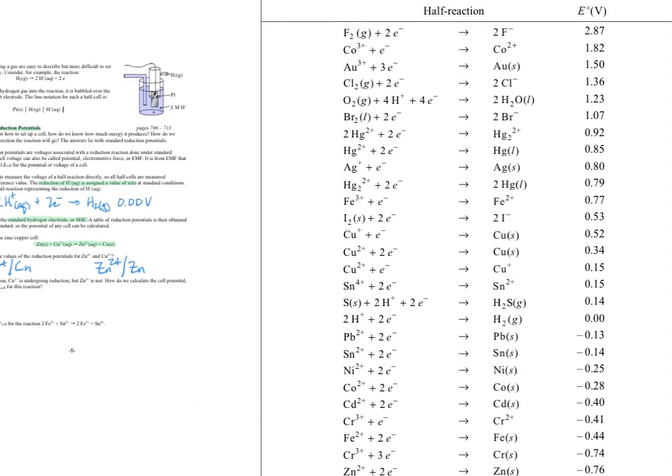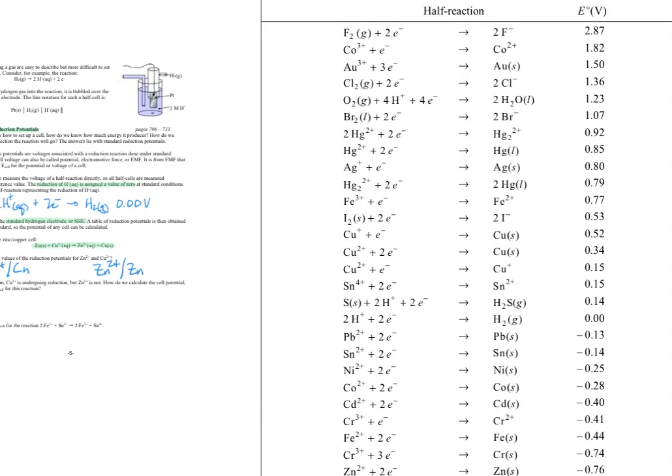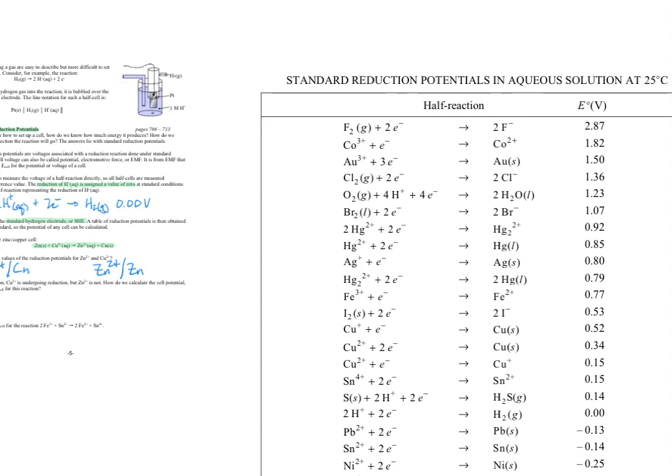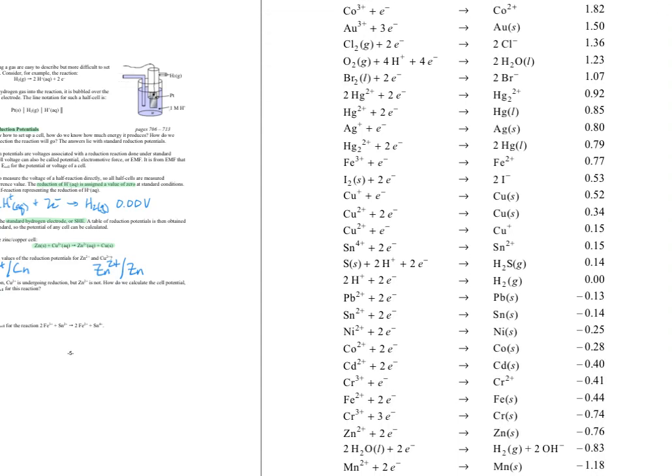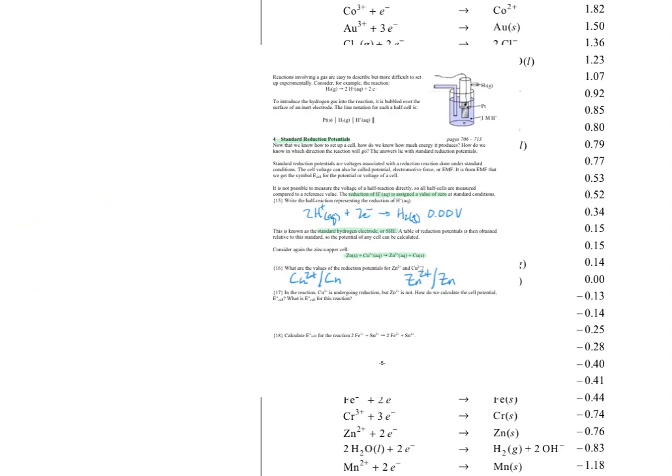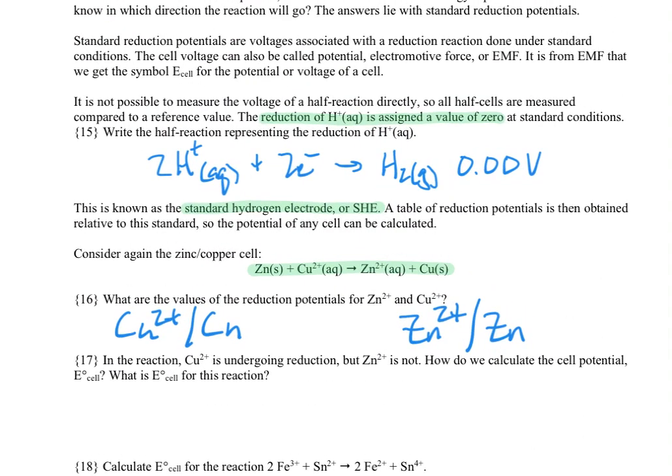So let me shrink and move out of the way and come back here to the chart. So we're looking for copper 2 going to copper. So where is that guy? It's right here. Here's copper 2 being reduced to elemental copper, and that goes for 0.34 volts. Okay, so let me go ahead and put that on our notes here. So the copper 2 to copper, that is 0.34 volts. And then I need the zinc 2 to zinc reduction.